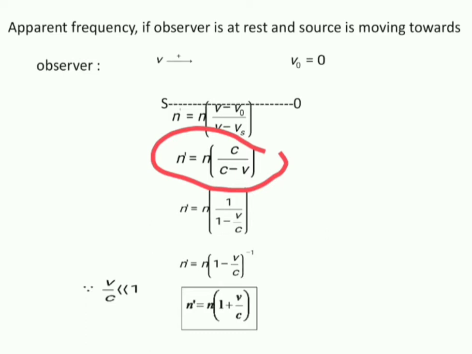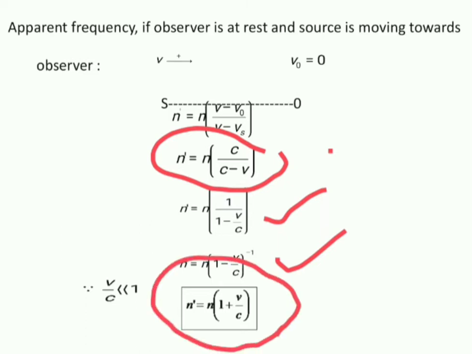Now I will use the binomial approximation. In the next step you can see I brought this C to the denominator. You will get n dash as n into 1 by (1 minus V by C). 1 by (1 minus V by C) can be written as (1 minus V by C) whole to the power minus 1. And just now I told you V is smaller when compared with C. If V by C is very much less than 1, using the binomial approximation, n dash is n into (1 plus V by C). See, even in the previous case we have got the same formula.